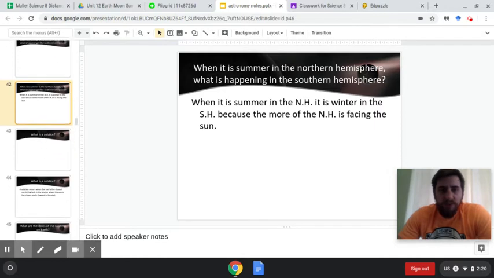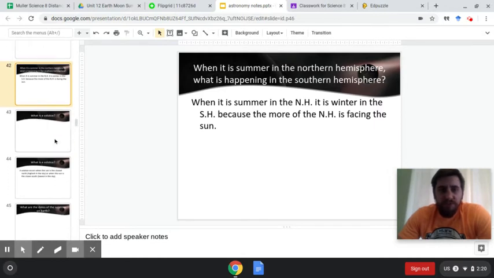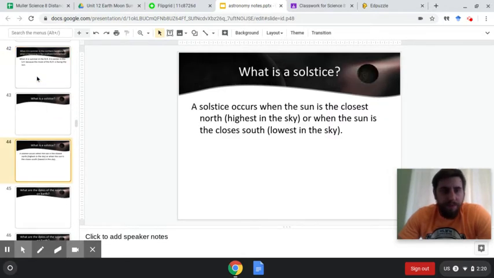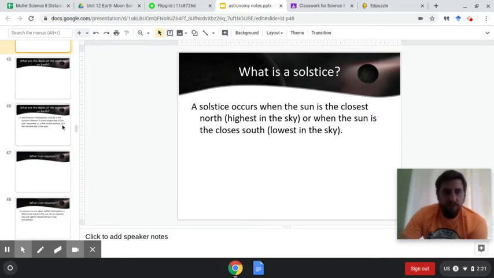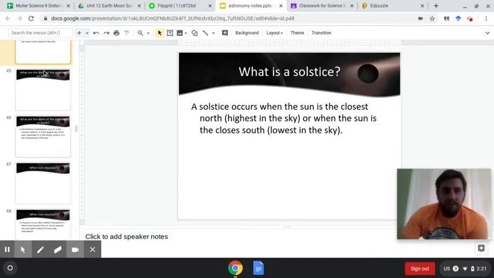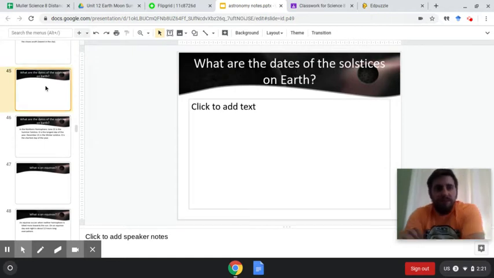And that's because the northern hemisphere would be facing the sun during the summer months, May, June, July. What is a solstice? A solstice occurs when the sun is closest north, highest in the sky, or when the sun is closest south, lowest in the sky, when the hemispheres are tilted towards or away from the sun at their highest moments. What are the dates of the solstices on Earth?